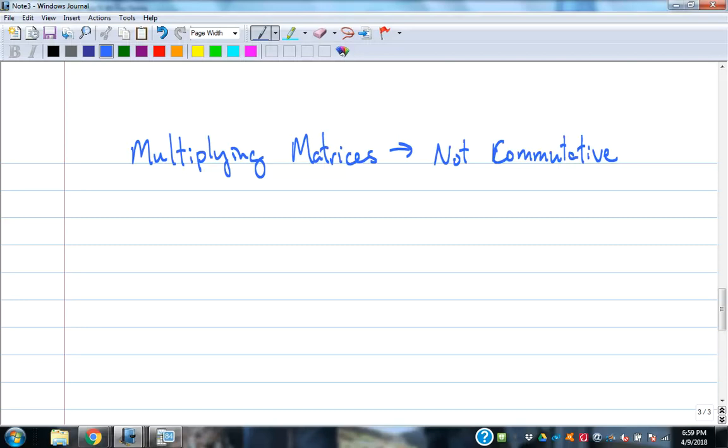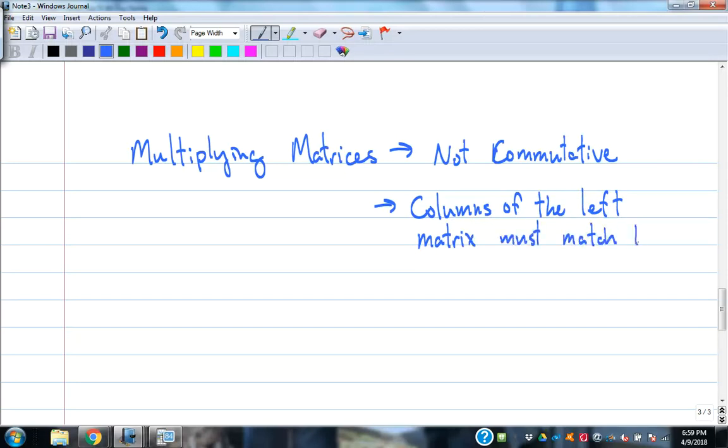Multiplying matrices, it's not commutative. And the columns of the left matrix must match the rows of the right.